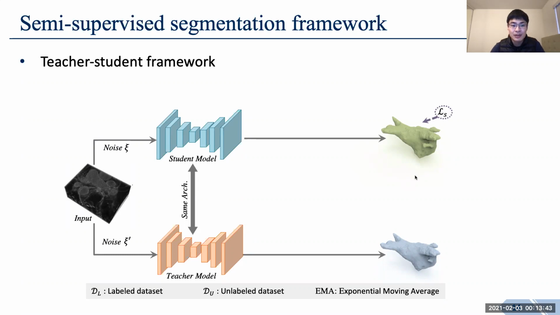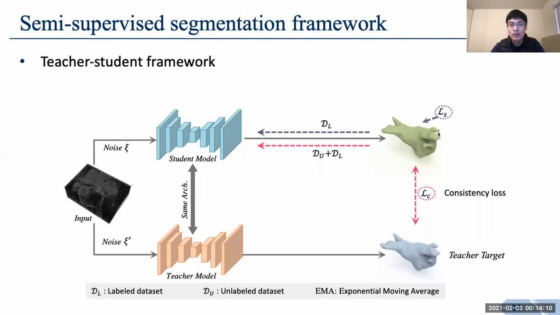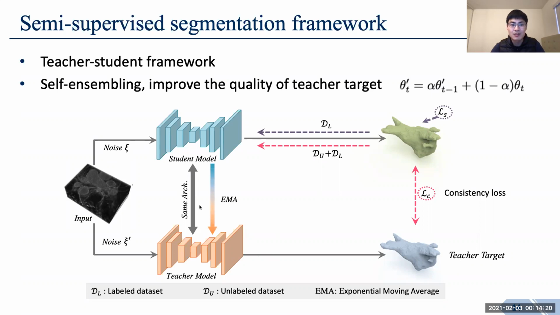Since these two predictions are from the same input, their predictions should be very similar. Therefore, we calculate a voxel-wise consistency loss to minimize the difference between these two predictions. This loss can guide the network to learn meaningful information from the unlabeled data. In this framework, we can regard the output from the teacher model as the teacher target. The student model wants to learn from the teacher target. In order to improve the quality of the teacher target, we also adopt the self-ensemble strategy. That means the weights of the student model are trained, but the weights of the teacher model are not trained directly. They are the exponential moving average of the student model.